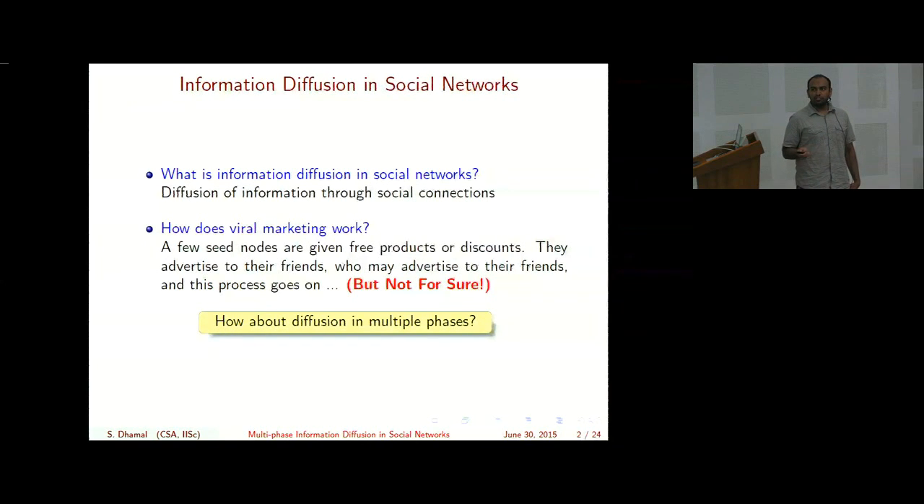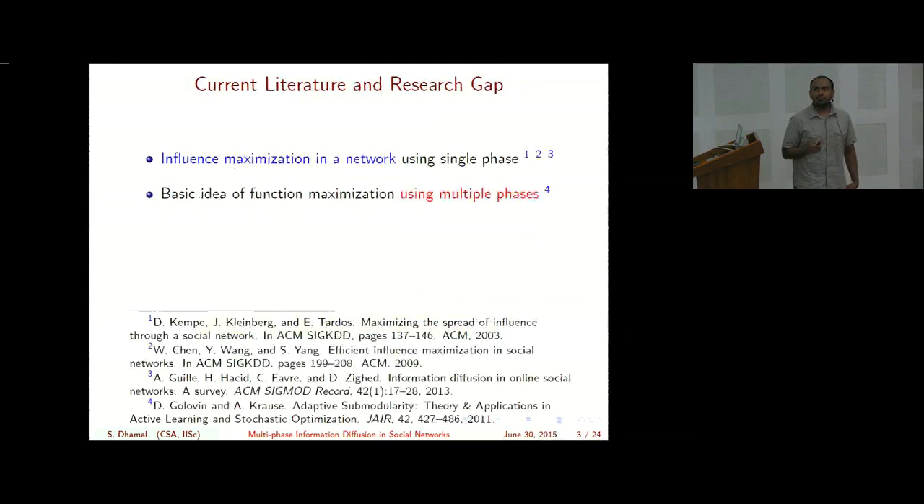So how about diffusion in multiple phases? In the literature, companies are assumed to select the seed nodes in the beginning of the diffusion process. So we study what happens if we do the selection of the seed nodes in multiple phases.